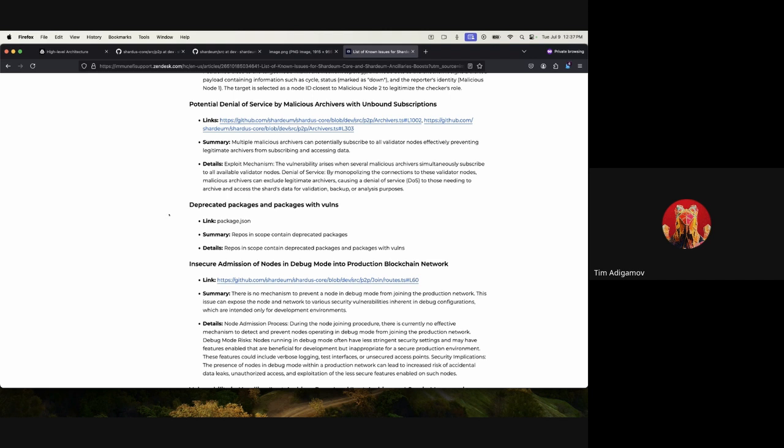And this bug describes a way a malicious archiver could join the network as an archiver and reuse all the possible connections on validators across the network. So any valid archiver will not be able to connect to the validator and get the new transactions, right? So this is a ticket about this kind of stuff.